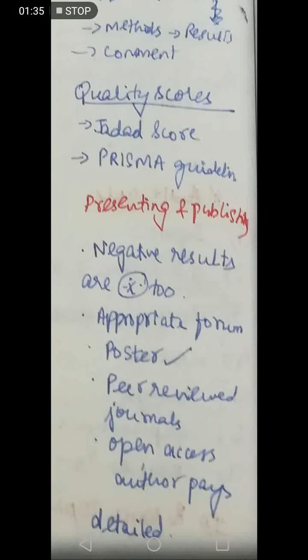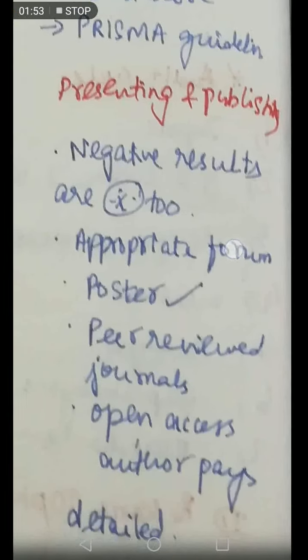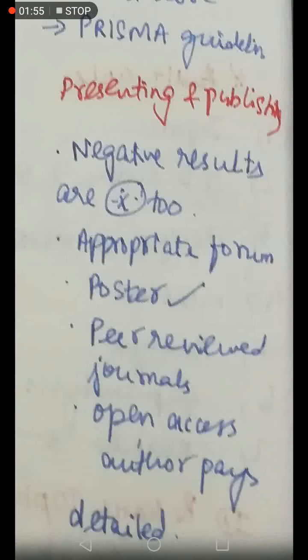Presenting and publishing: negative results have to be published too. For example, if you expected a positive result but got a negative one, you still have to publish it, because it will help other authors from deviating towards the same topic. And we have to post whatever we want to publish in an appropriate forum.